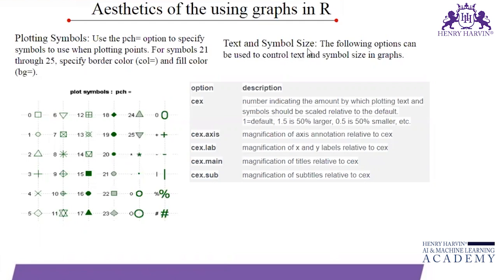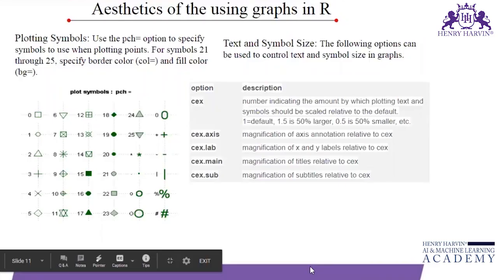Then there is text and symbol size. If you want a large size or a small size, the command is cex. You can change the size of the plotting point, the axis point, the label size, and the title size with the command cex. You can take 1 as the default. 1.5 will make the size 50% larger, and 0.5 will make it 50% smaller. Now let's go to R and create code for scatterplot first.